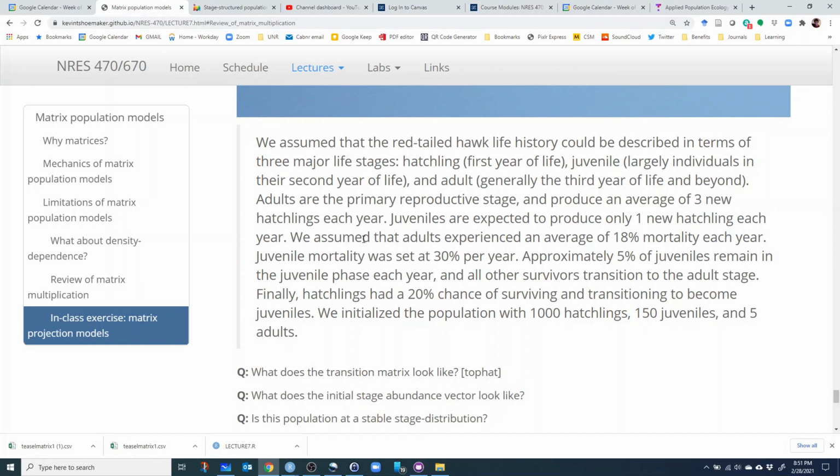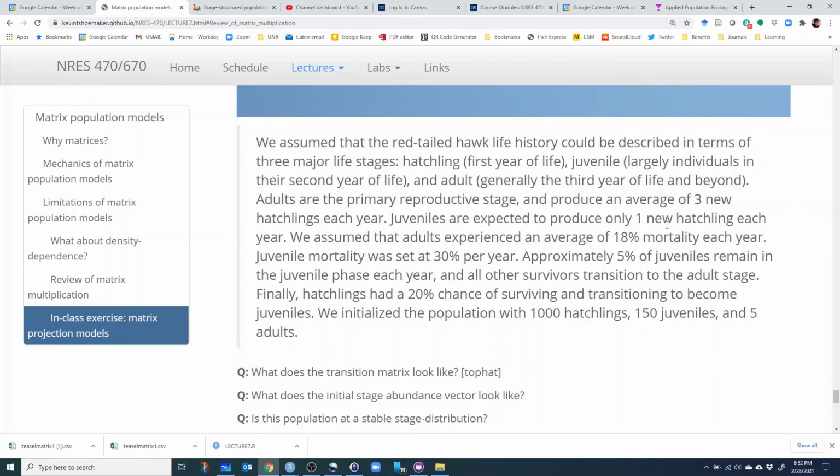We assume that adults experience an average of 18% mortality each year. Juvenile mortality was set at 30% per year. Approximately 5% of juveniles remain in the juvenile phase each year, and all other survivors transition to the adult stage. Finally, hatchlings had a 20% chance of surviving and transitioning to become juveniles. We initialized the population with 1,000 hatchlings, 150 juveniles, and 5 adults.